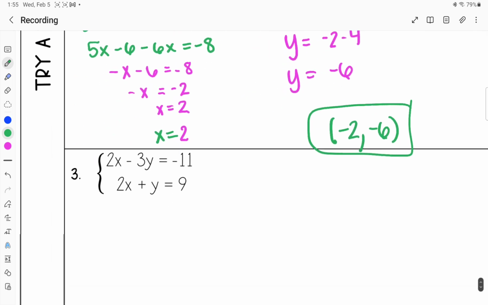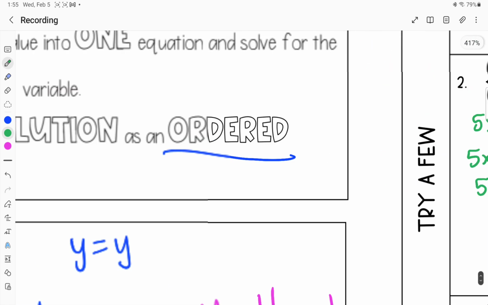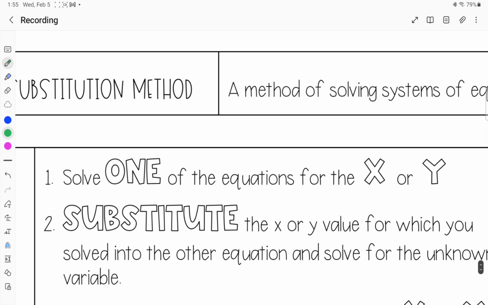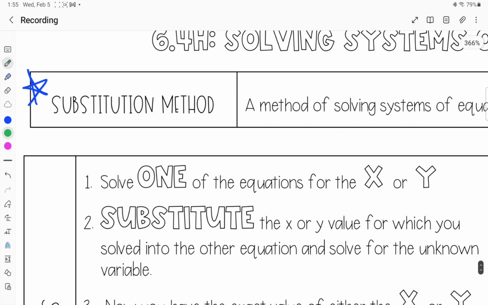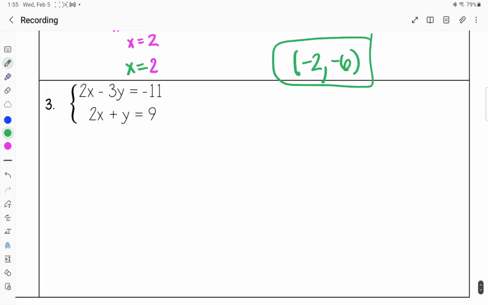All right. Your last one gets a little bit trickier because you'll notice neither of those have been solved for y. So we have 2x minus 3y equals -11, and we have 2x plus y equals 9. This is where this first step comes in. You need to solve one of the equations for the x or the y. I'm going to choose to solve for y because this y is already just y.